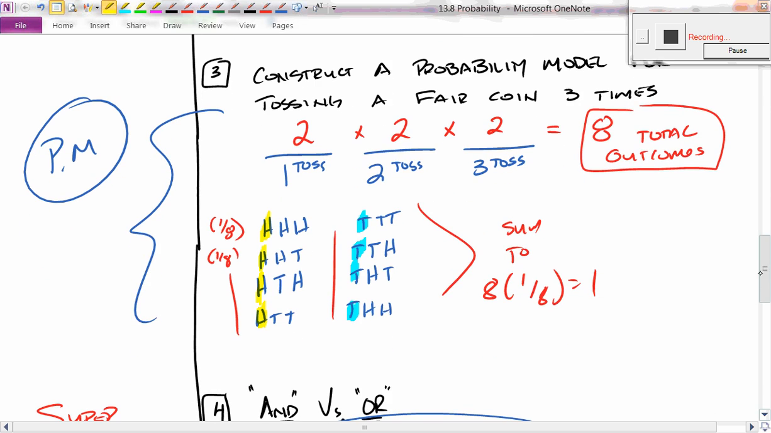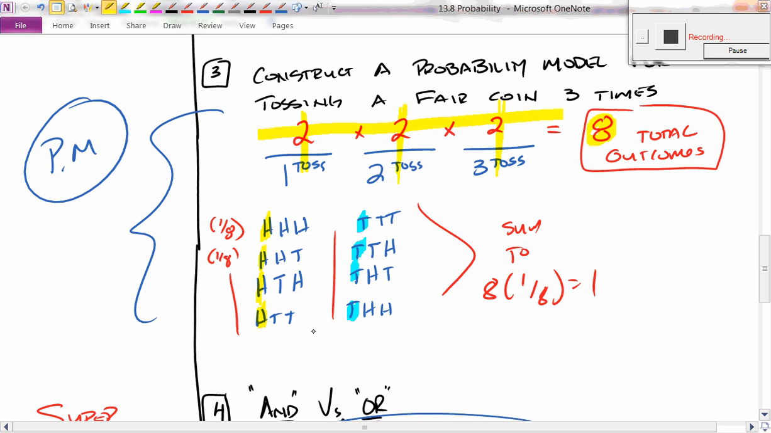Then we constructed a probability model for tossing a fair coin 3 times. On the first toss, you have two choices: you can get heads or tails. On the second toss, you have two choices, heads or tails. And on the third toss, you have two choices, heads or tails. So the multiplication principle says you multiply all these together to get a total of 8 outcomes.